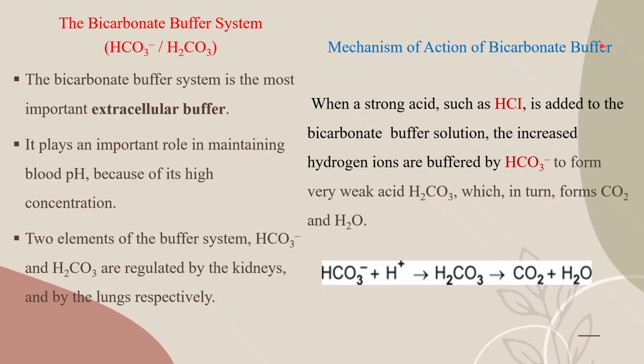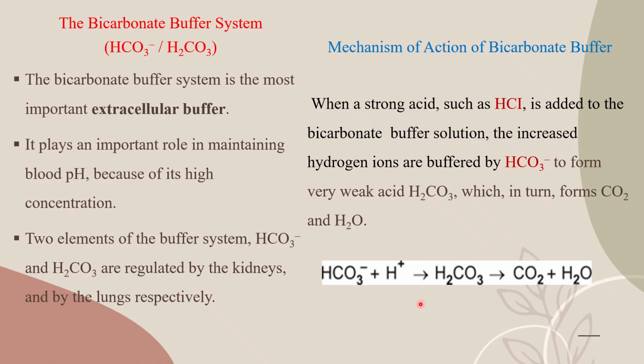So, the mechanism of action: we will see how this buffer works. When a strong acid like HCl is added to the bicarbonate buffer solution, the increased hydrogen ions are buffered by bicarbonate. They are taken up by bicarbonate to form the very weak acid, carbonic acid, which in turn forms carbon dioxide and water.